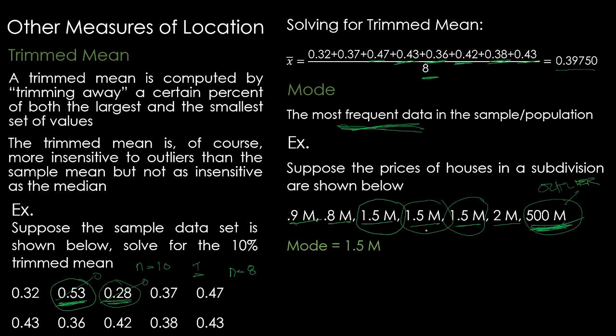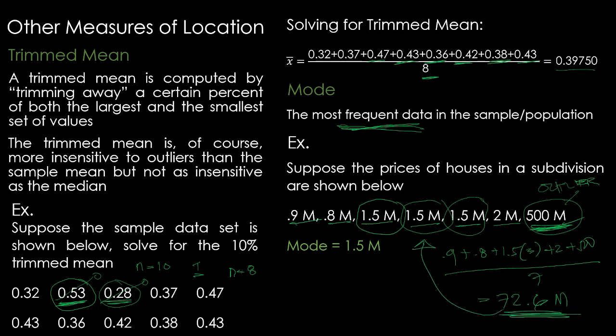Let's try to calculate the sample mean. So we have 0.9, 0.8, 1.5 times 3, plus 2, plus 500, divided by how many are there? 1, 2, 3, 4, 5, 6, 7. What is the value of the sample mean? Please compute. That is 72.6 million. So, if you try to analyze, can this value right here represent this whole data? It's very far from the normal values. Now, you have 0.9, 0.8, 1.5, 1.5, 1.5, and 2 million. Then, suddenly, there is a 500 million. If you try to find the mean, you have this value right here.